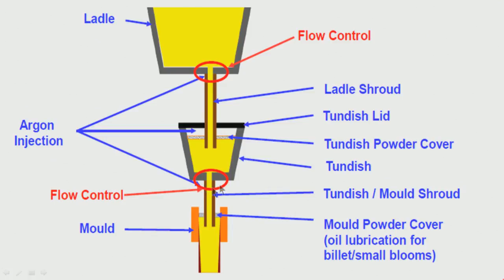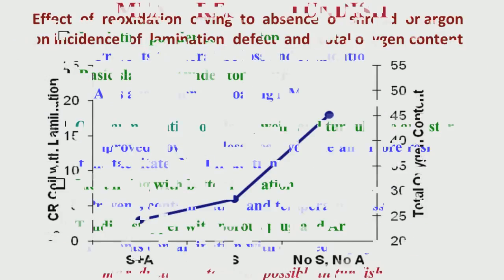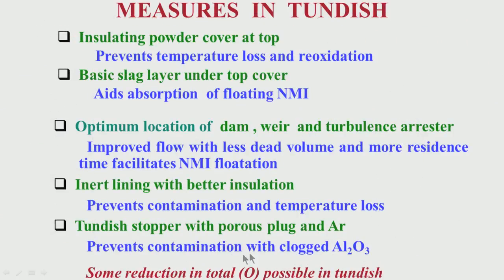Along with the flow control in the refractory nozzle we must have argon injection. I have mentioned why it is necessary from Ladle to Tundish. In a similar way it is necessary when the liquid steel is coming down from Tundish to mould, the continuous casting mould. So, as I was mentioning, the Tundish stopper with porous plug should have provision for argon flow.